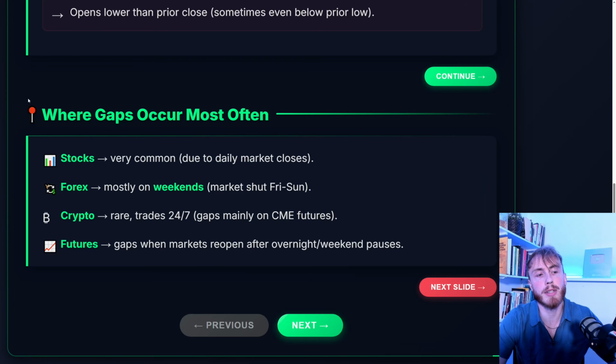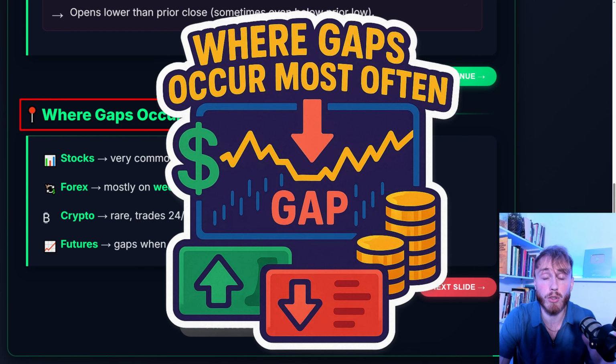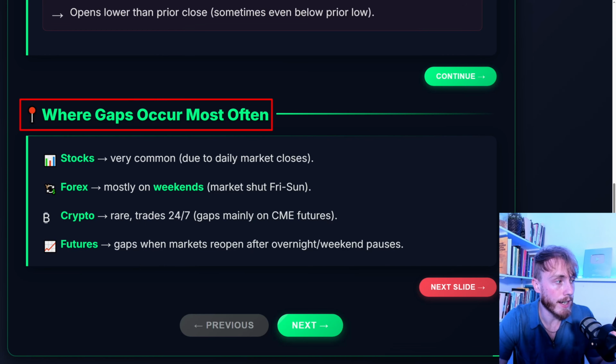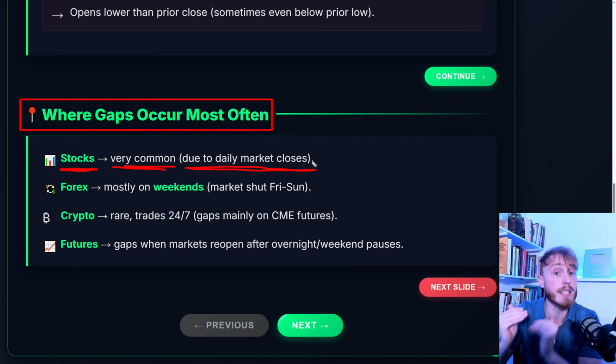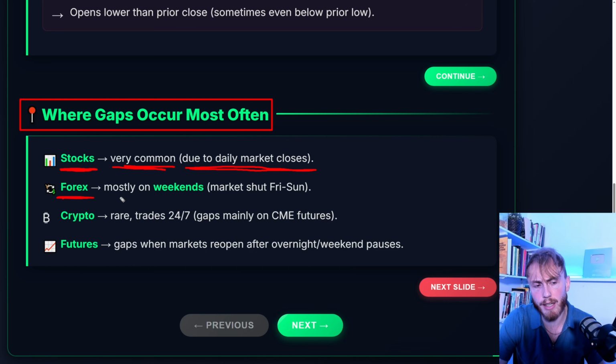But now let's take a moment and talk about where gaps occur most often. As I already briefly mentioned, the most common market to find gaps is the stock market. They are very common in the stock market, and this is because the market has daily market closes. Every night the stock market is closed, and every weekend the stock market is closed. This gives the market lots of time to get new information, and this new information is what creates the gaps in the market.